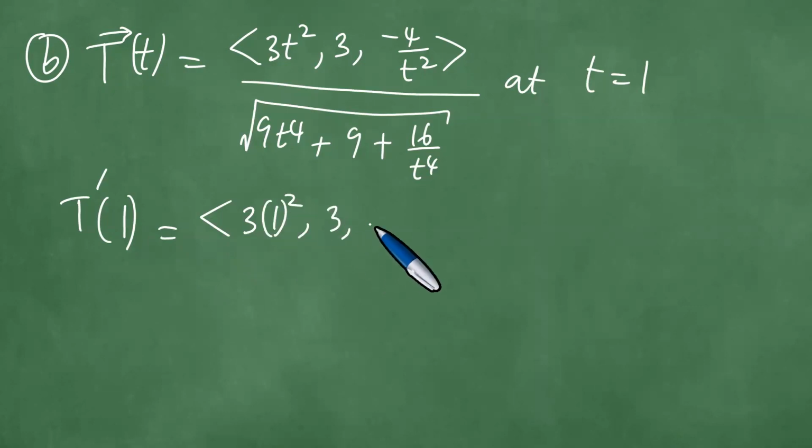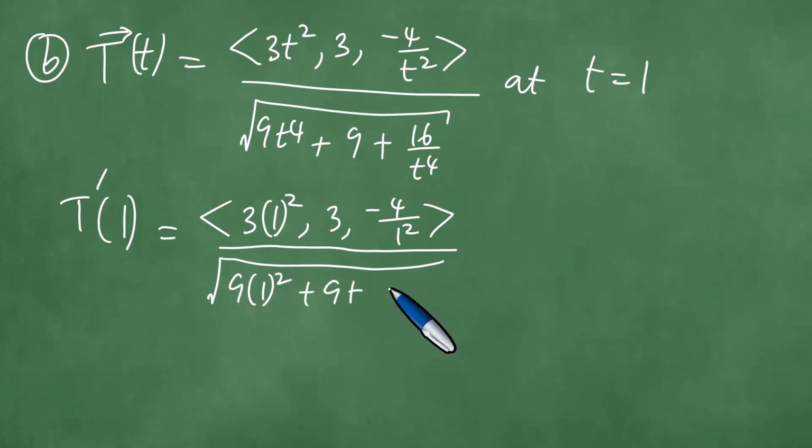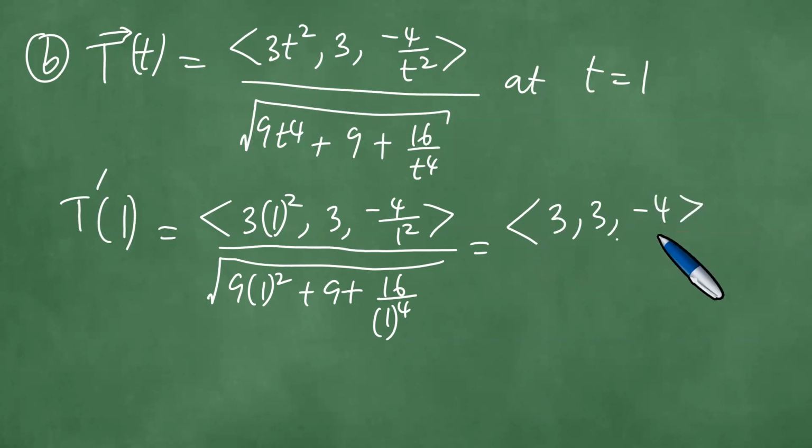you have this squared, 3, minus 4 over 1 squared, which is 9, 1 squared plus 9, plus 16 over 1 to the 4th power. And this is 3, 3, minus 4. And this is divided by the square root of 34.